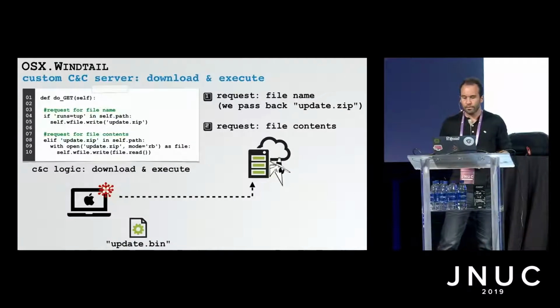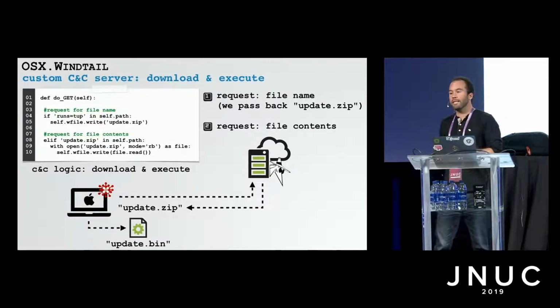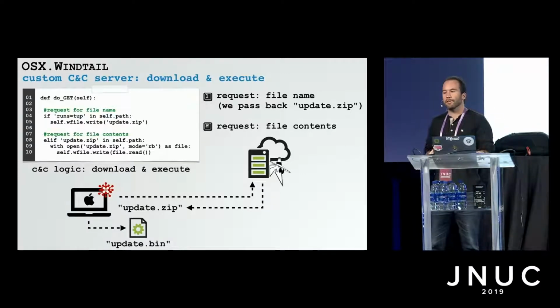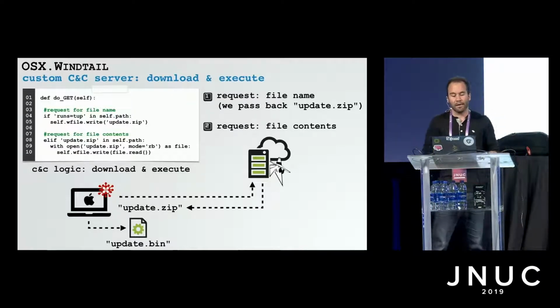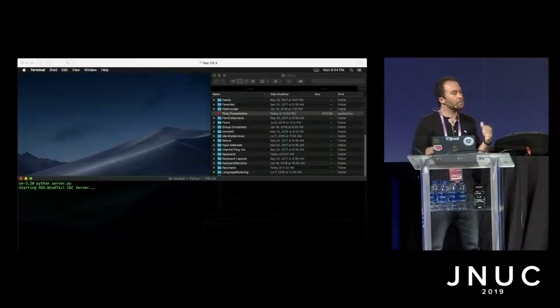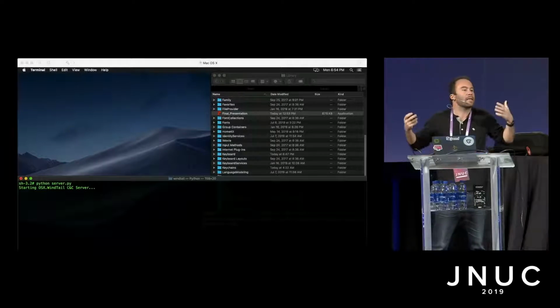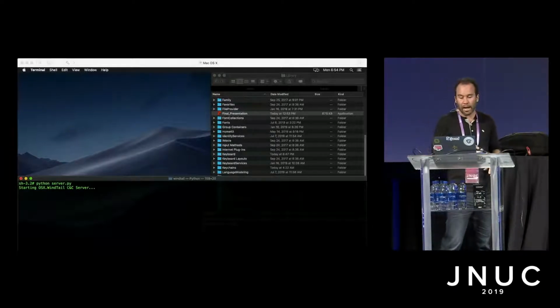We also want to extend our custom command and control server to support the download and execute. We noted the malware makes two requests, first for the name of the file and then for the file contents to download and execute. So we can add this in a few lines of Python code. Again, we're going to watch this in action. We're going to see when the malware is launched, it's going to connect to our server and say, hey, is there anything you want me to do? We'll say, yes, please download and execute calculator.app.